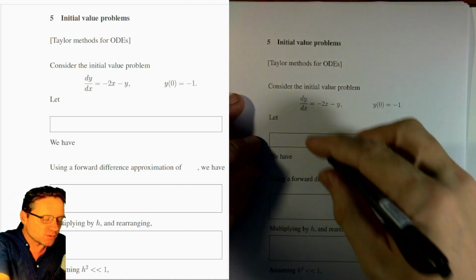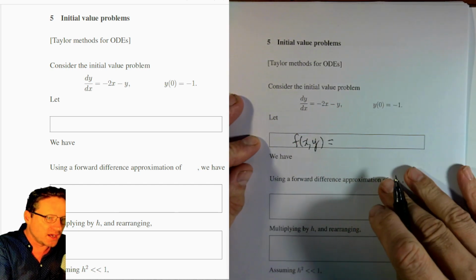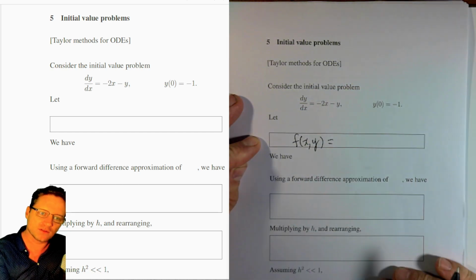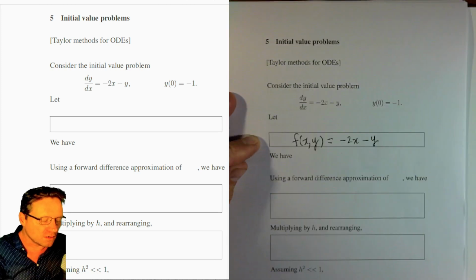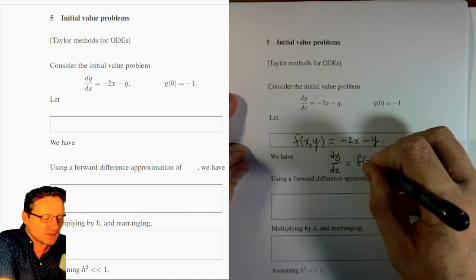So what we do is we let f, which is a function of x and y, be the right-hand side when we have dy/dx on the left and everything else on the right-hand side. So we'll let that be minus 2x minus y. Okay, so that we have dy/dx is f(x, y).